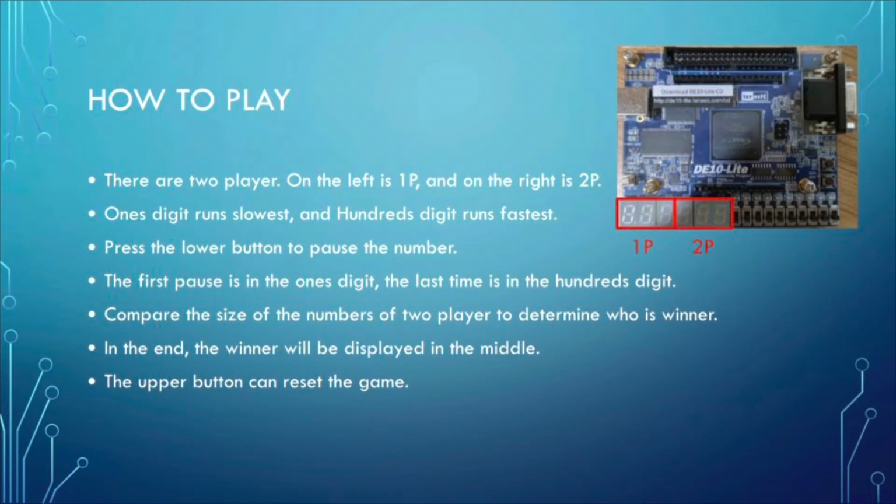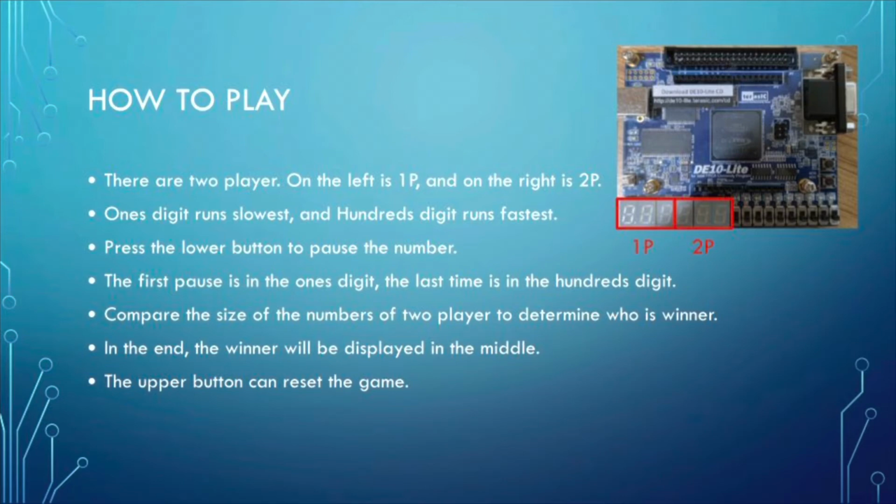So first, there are 2 players in this game, player 1 and player 2. Player 1 shows the 3 numbers on the left, and of course, the 3 numbers on the right is player 2. Okay, so the ones digit runs slowest, the tens goes faster, and the hundreds goes fastest. So it shows the ones, and then the tens, and then the hundreds.